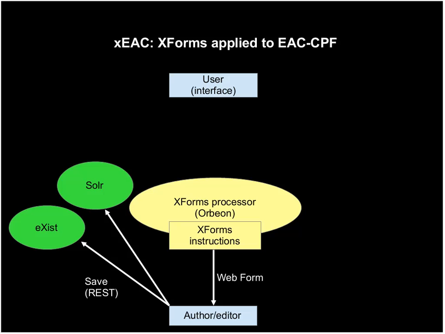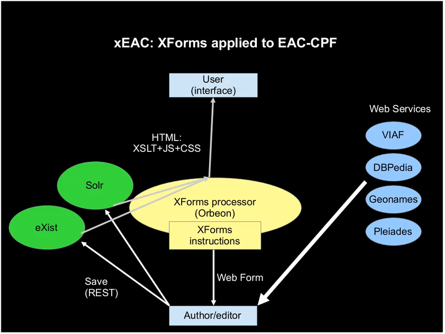But Zeek also includes a user interface intended for the public. And so Orbeon allows you to then interact with Solr and eXist through the public level, and combining XSLT, JavaScript, and CSS, it allows you to create web pages for EAC-CPF records. And on the other side, there are a wide variety of web services online that you see to the right, VIAF and DBpedia. So in the web form, you can interact with these web services. You can query them. You can get information back to store in your record or whatnot. But you can also interact with these web services through the public interface.